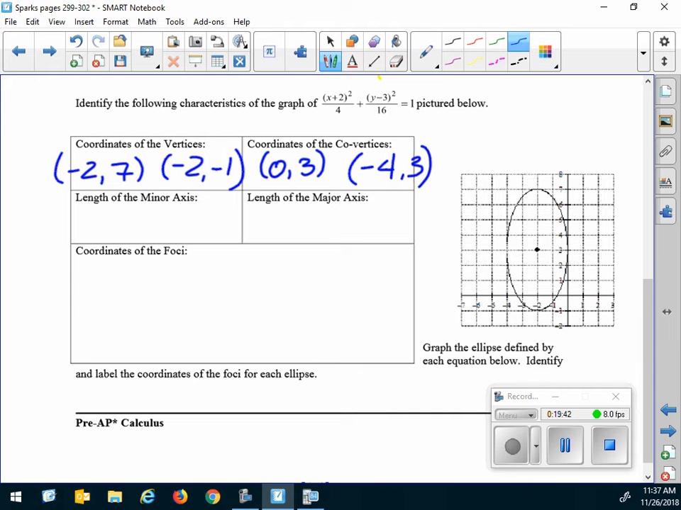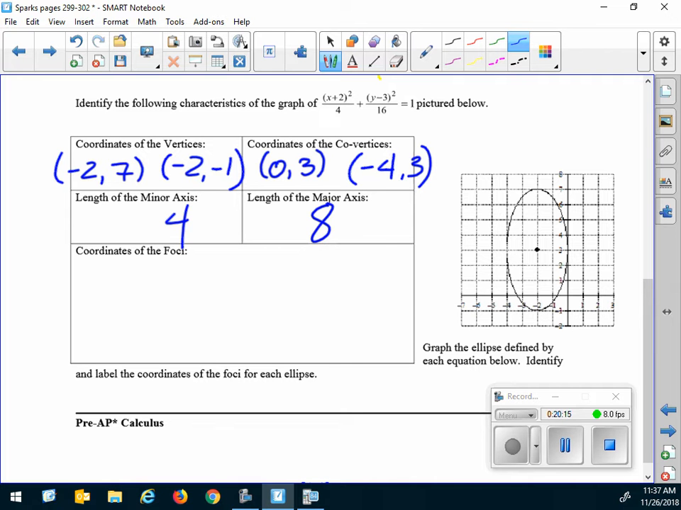If you look on the author's notes, I marked that out because, oh, whoops. He got major and minor mixed up. He put the minor was 8. The minor's not 8. Major's 8, right? What's the length of the minor axis? Minor axis is 4. Yeah. So he got those backwards.